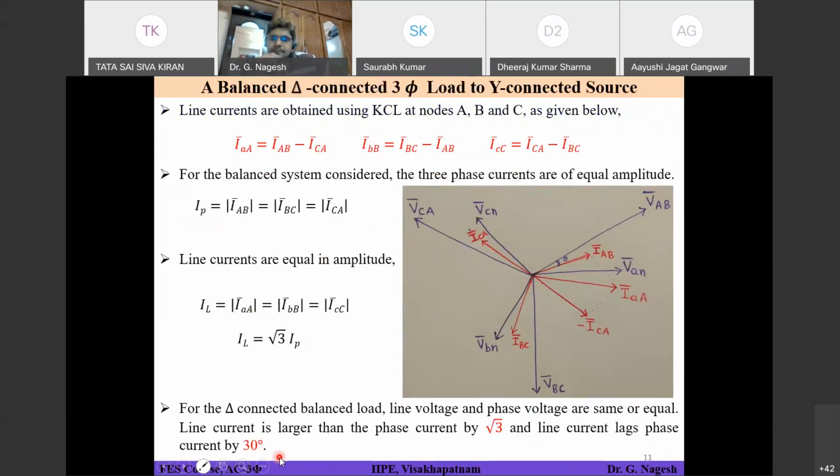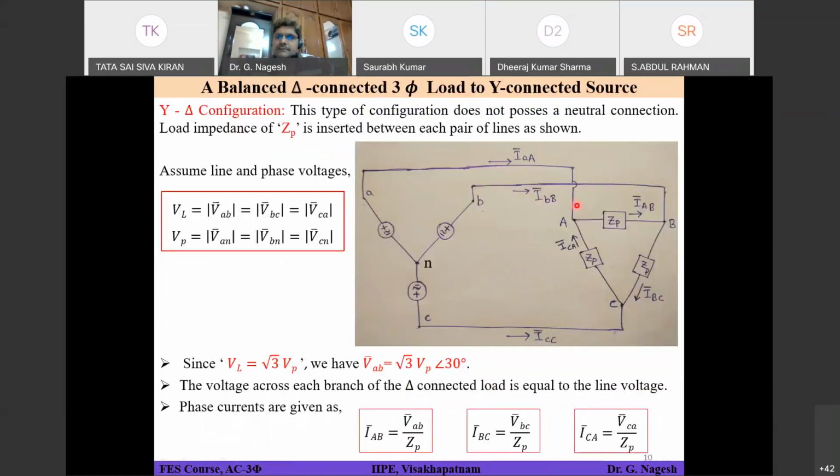Sir, any doubt? Sir, line voltage is VAB, no, sir? Yeah. Line voltage is VAB. So then this VAB you are saying is the source voltage VAB. Sir, can you then repeat line current once? Sir, then line current should be IAB, no, sir?